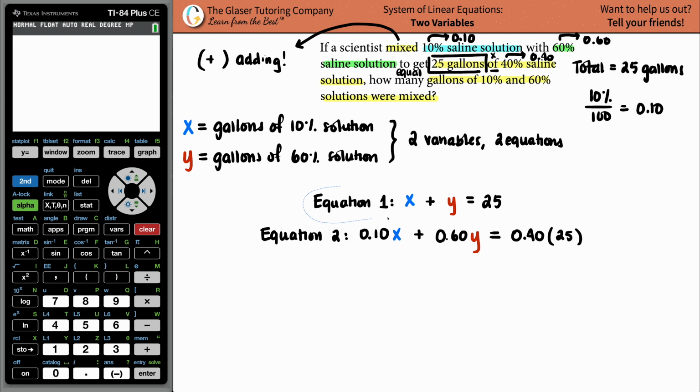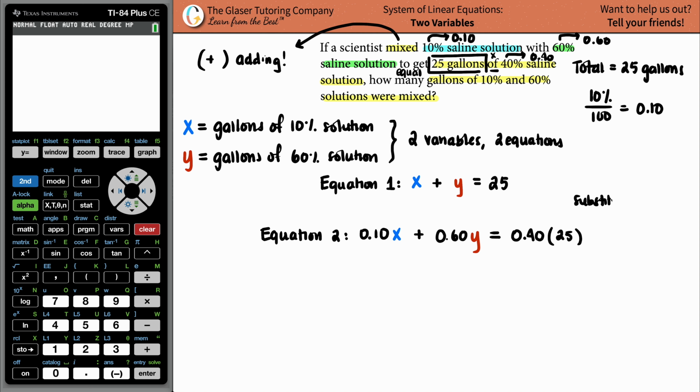Now, what we're going to do is use one of our methods to solve systems of equations. You could do substitution, addition, or elimination techniques. Since my equation 1 has just x equals or y equals, I'm going to solve for x or y, because then I can use my substitution technique, where I substitute one equation into the other one. Since x is right here, maybe we'll solve for x. So instead of plus y, I'll subtract y on both sides.